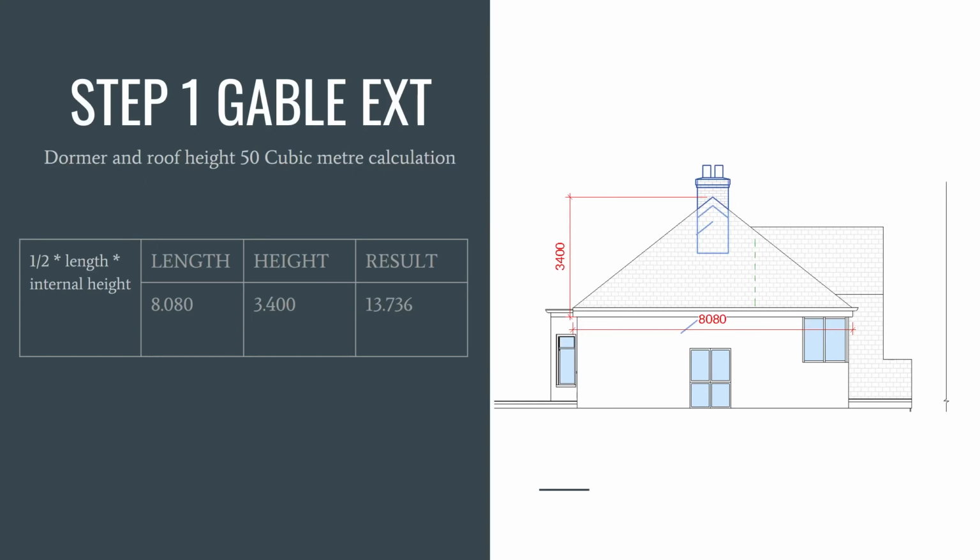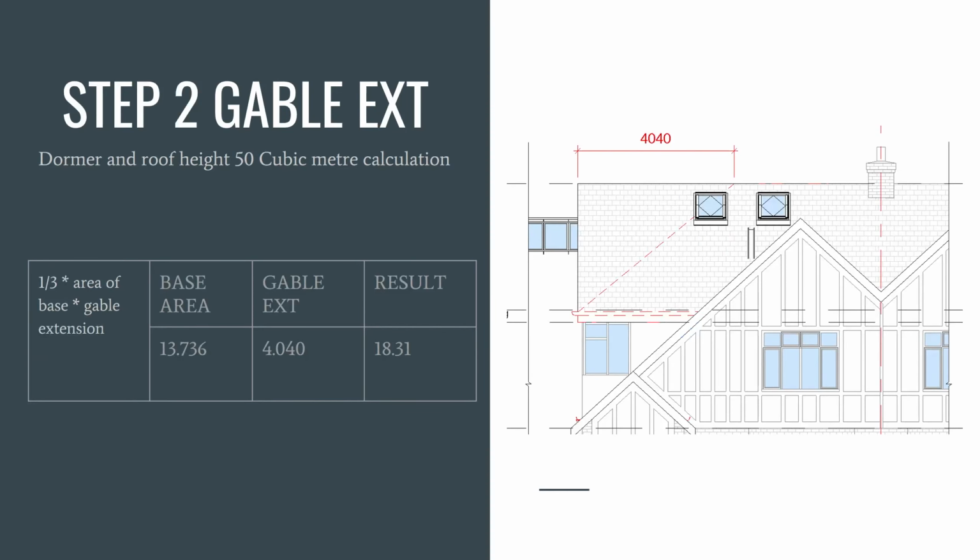Now how do I calculate a hip to gable with a rear dormer? The first thing you want to do is take dimensions from the existing property, i.e. the length of the house and the height of the house as well. So the first calculation you'll do is 0.5 times the length times the height. In this case it is 0.5 times 8.08 times 3.4, which gives us a result of 13.736.